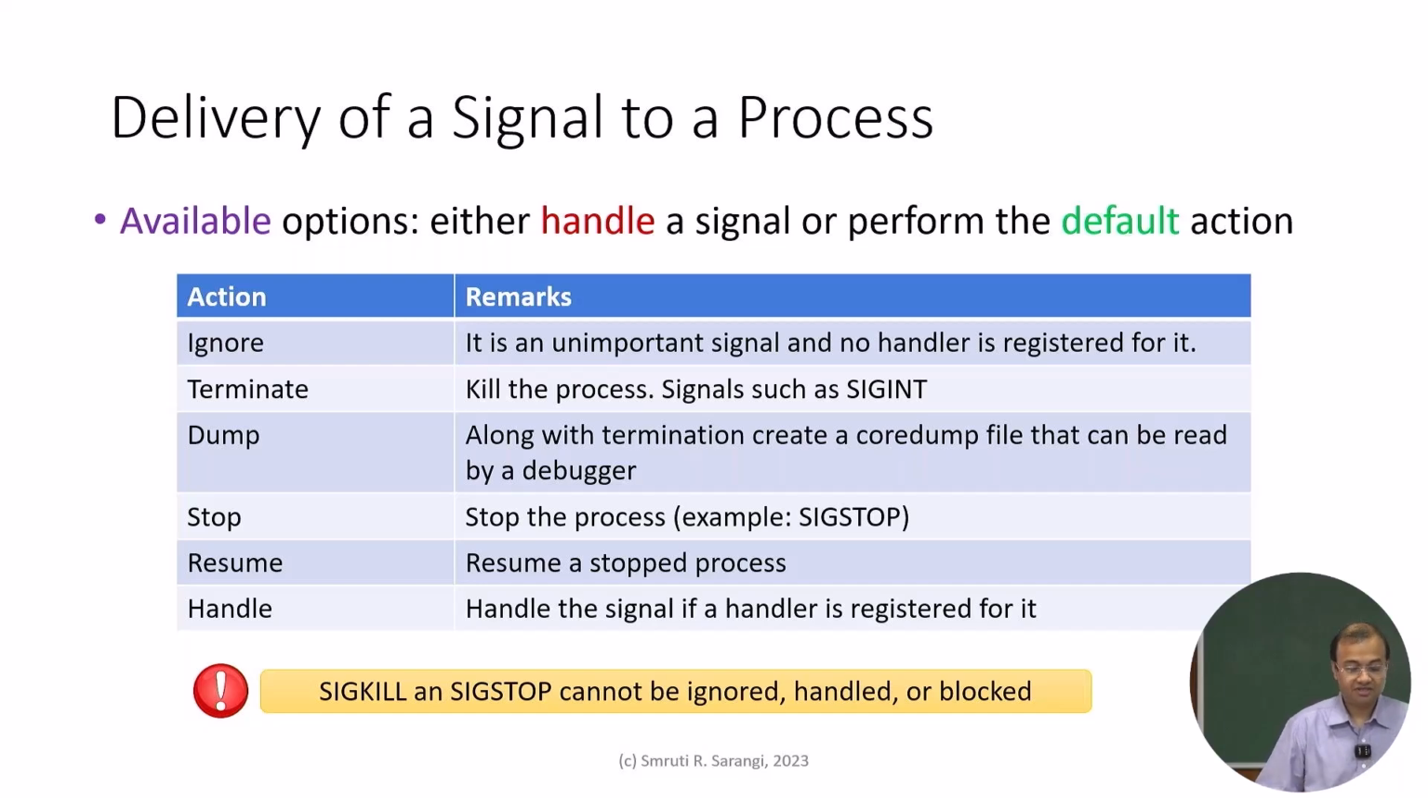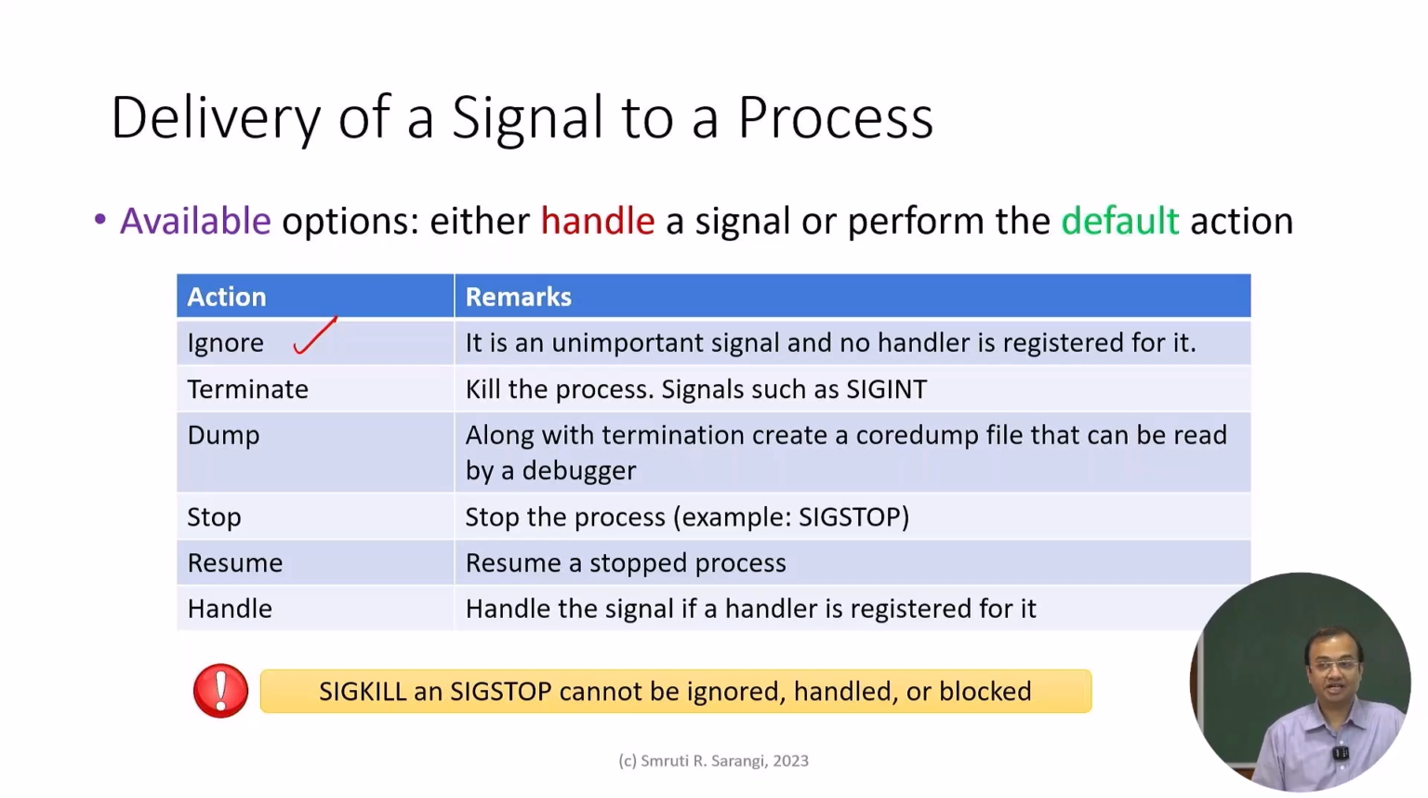Fair enough. So the available options for us are like this: whenever a signal is sent, either I handle the signal if a handler is defined, or I do some default action if a handler is not defined. It's the same as exceptions. So one is if it's an unimportant signal like SIGUSR1, then I simply ignore it because no handler is registered for it. It's unimportant and no handler is registered, so ignore.